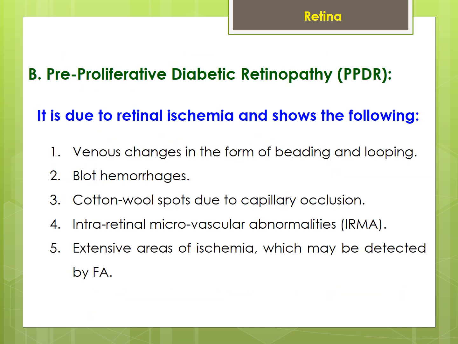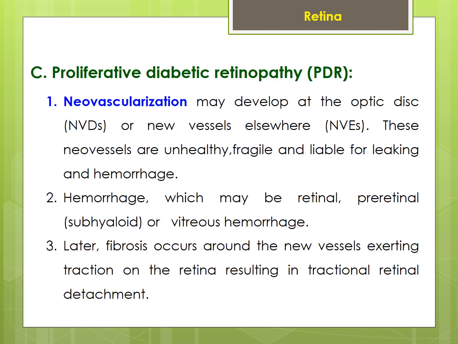The second stage is what we call pre-proliferative diabetic retinopathy. It is due to retinal ischemia and shows the following: venous changes in the form of beading and looping, blood hemorrhages, cotton wool spots due to capillary occlusion, intraretinal microvascular abnormalities, and extensive areas of ischemia which may be detected by fluorescein angiography.